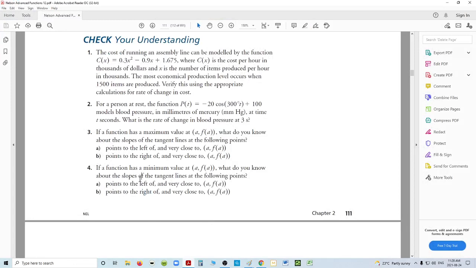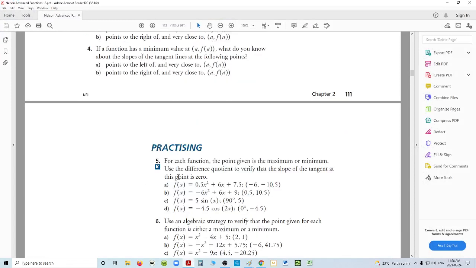Then in number 4, if a function, or number 5 rather, they gave each of these, and you essentially had to take the rate of change just to the left and the right of these points. And you were told if it was a maximum or a minimum for sure, and to figure it out. Well, the whole point is if the slope is negative on the left and positive on the right, it's a minimum. If it's positive on the left and negative on the right, it's a maximum.